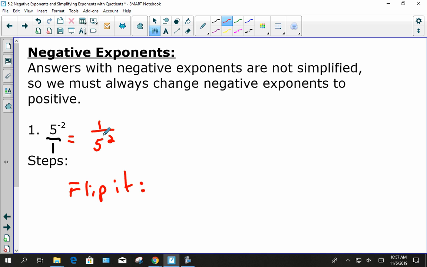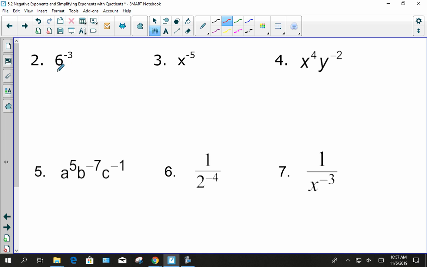So now this is not simplified. So this becomes 1 over 25. That's all you do. When you have a negative exponent, it has to move. Wherever it is in the fraction has to move. Every number, it has to flip. Every number can be written as a fraction.